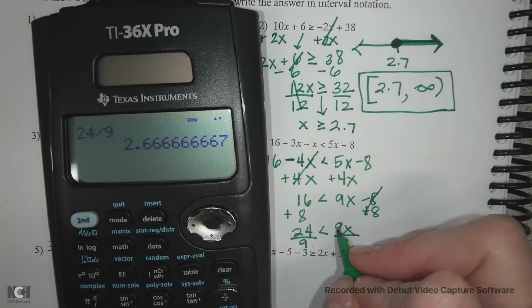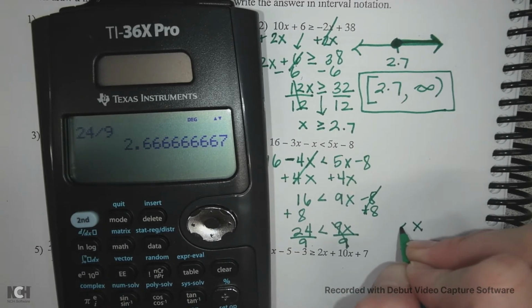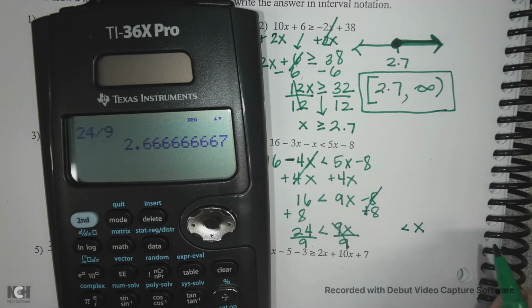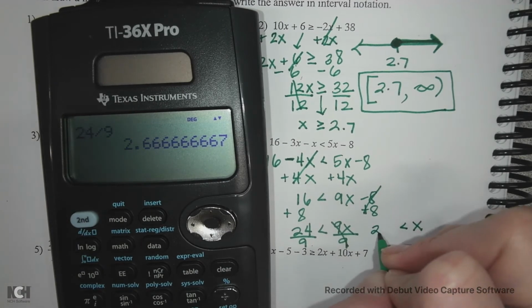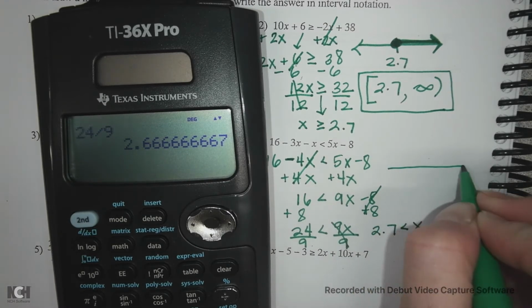Okay, so again, 9 divided by 9. I'm going to keep my sign the same way because I didn't multiply or divide by a negative. And then I have 2.7 again. Okay, so let's graph this guy.